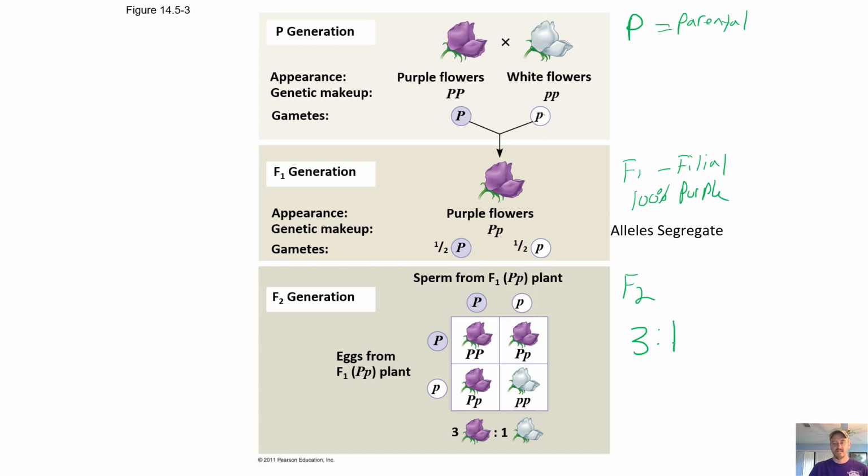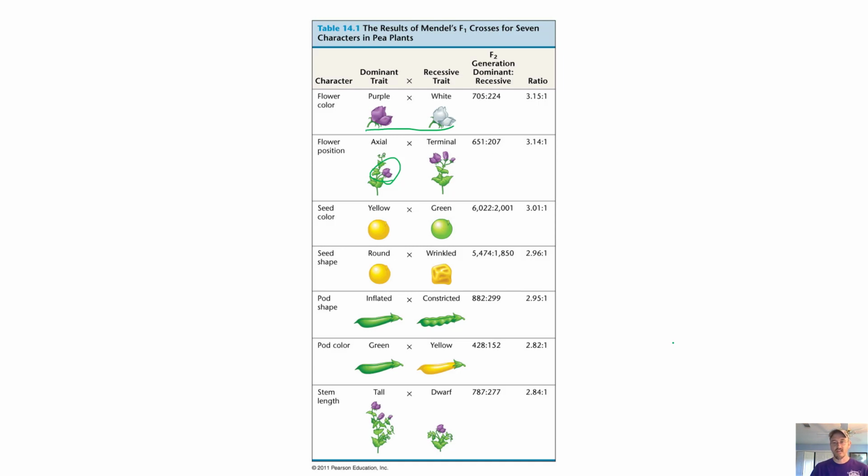And he did this for other traits as well. You can see all of these come up with roughly a 3-to-1 ratio, and you can see the actual numbers involved. 705 to 224 flowers were purple versus white, and that's a roughly 3-to-1 ratio, right? Now, Mendel didn't know anything about gametes. He didn't know anything about genes. He didn't know anything about alleles. He's able to figure it out based purely on math and observation, and we'll talk about what he figured out in an upcoming lecture.